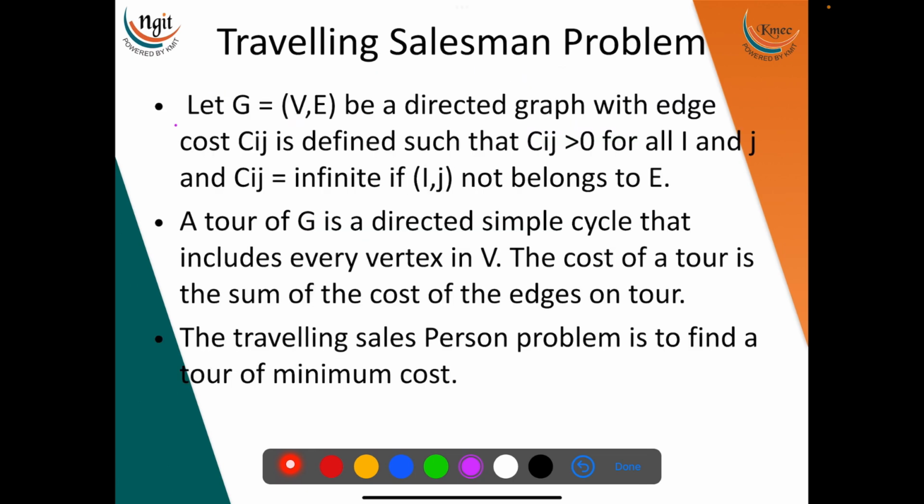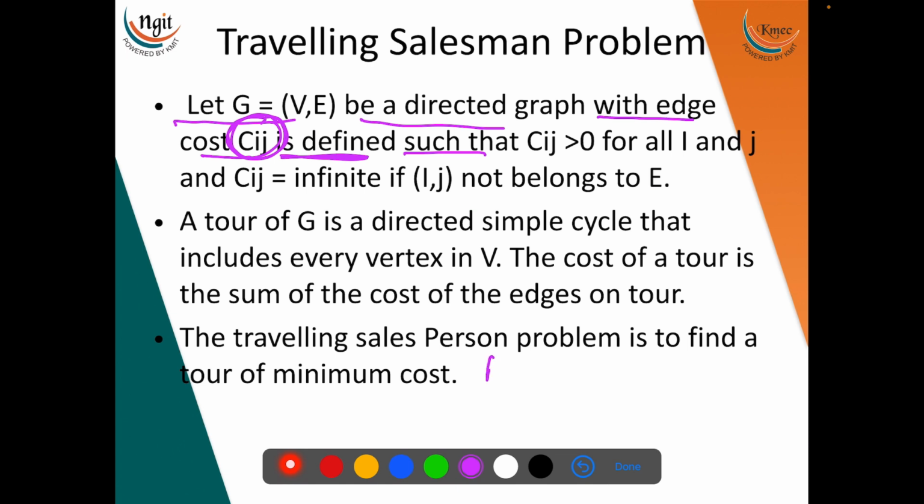Now let G = (V, E) be a directed graph with edge cost Cij defined such that Cij is greater than 0 for all i and j, and Cij is infinite if (i, j) does not belong to E. Now let's understand the traveling salesman problem with an example.